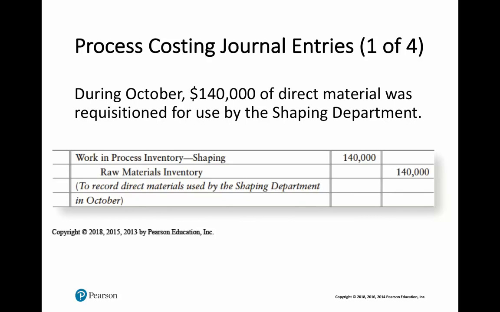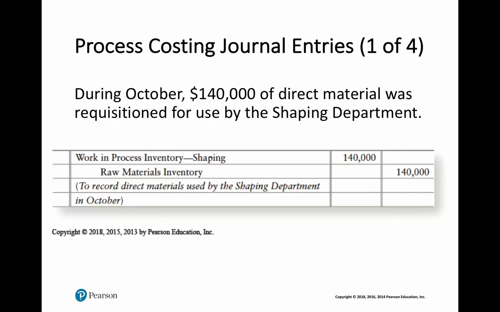So for this one, the key thing to remember for process costing, as you're comparing it to journal entries for job costing that we saw back in chapter 3, is indicating which work in process account is being used. We designate that by putting work in process inventory, shaping, because we want to make sure in our accounting system, when we're building up that work in process, that we're actually building up the correct one. So in this case, it's work in process inventory shaping, because we're in the shaping department.